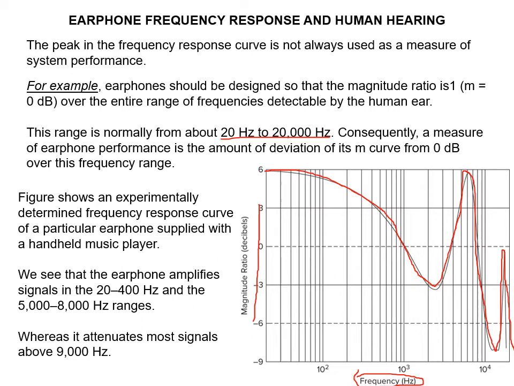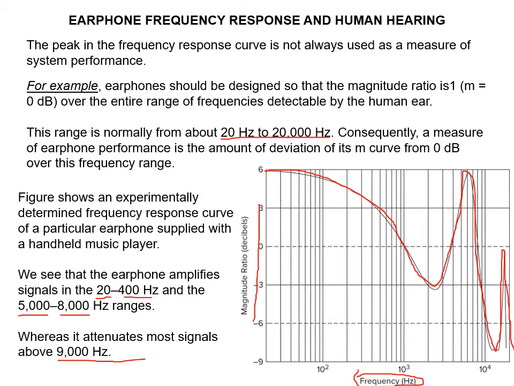One thing we can see from this graph is that the earphones amplify the signal in the 20 to 400 hertz range, and again in the 5,000 to 8,000 hertz range. Contrary to that, we can also see that if we get above 9,000 hertz on our graph, it's pretty much going to attenuate most signals.